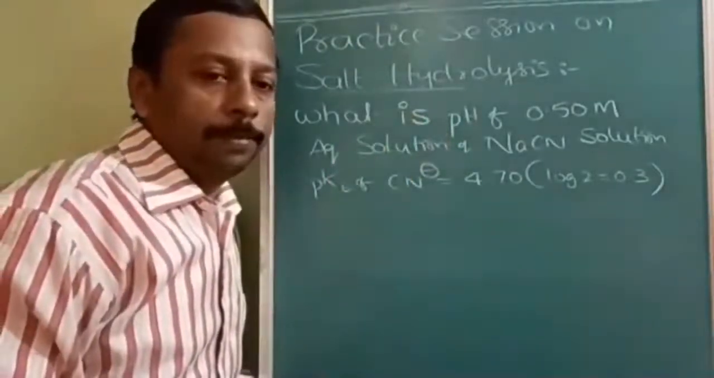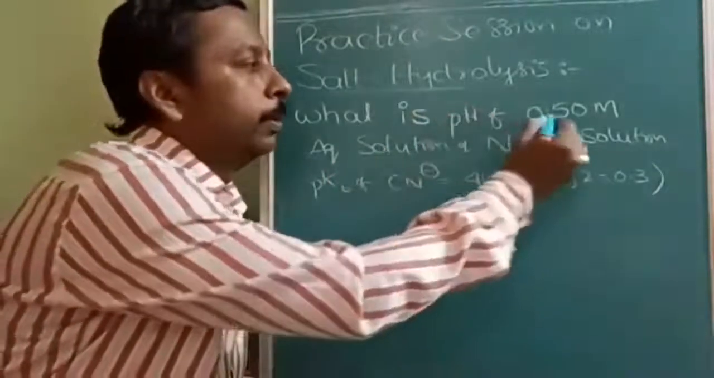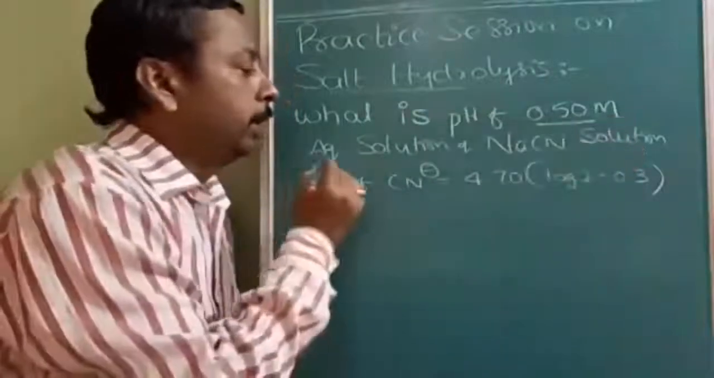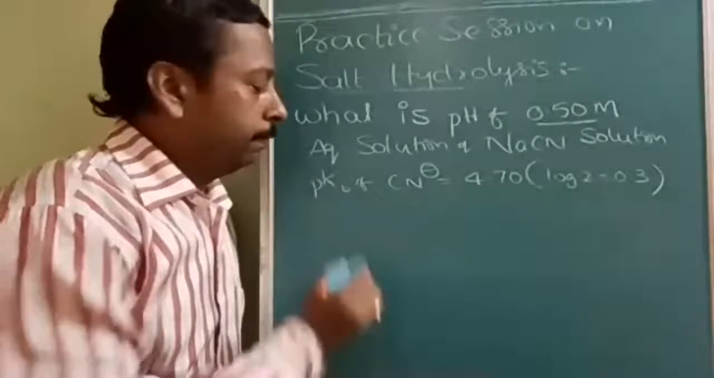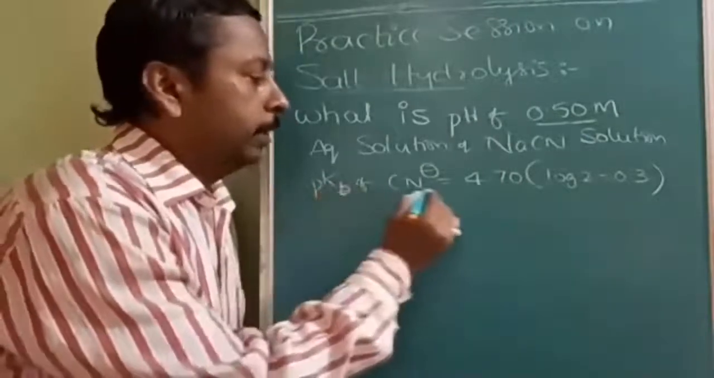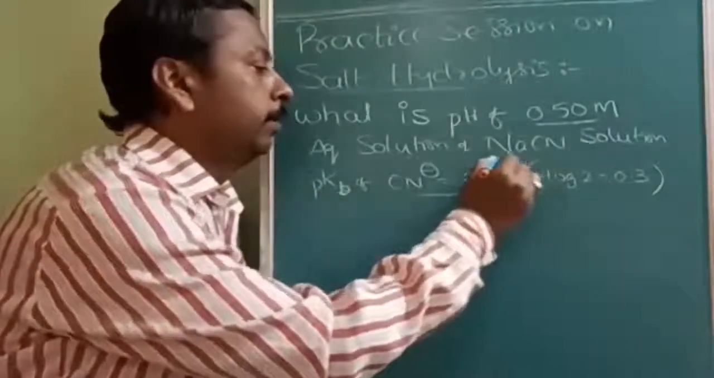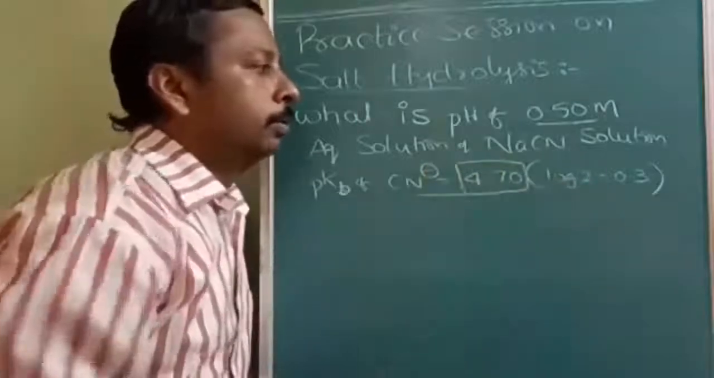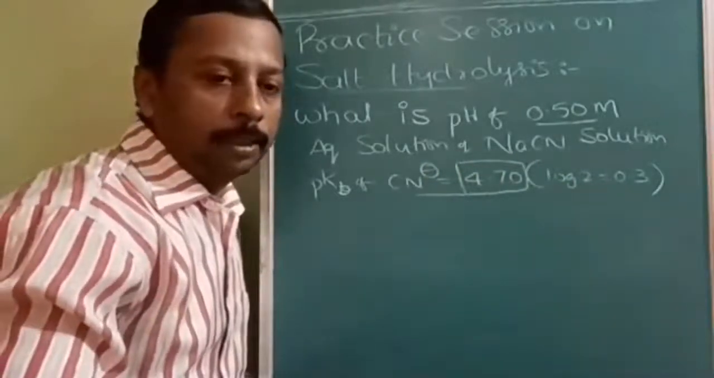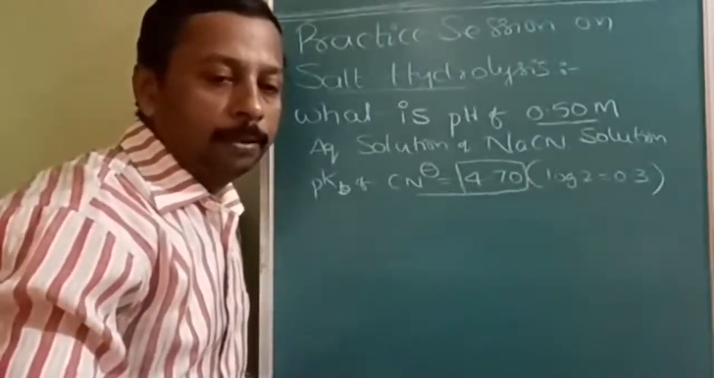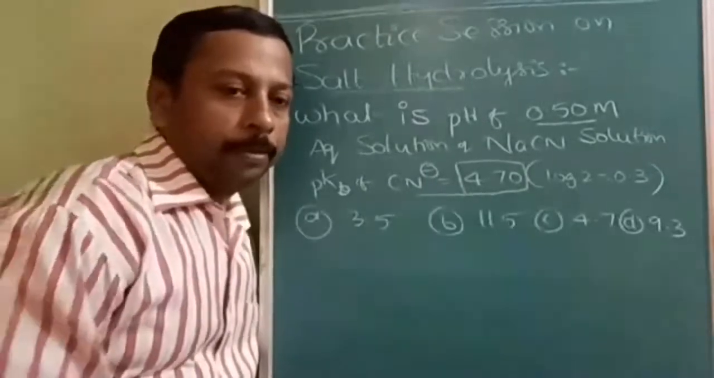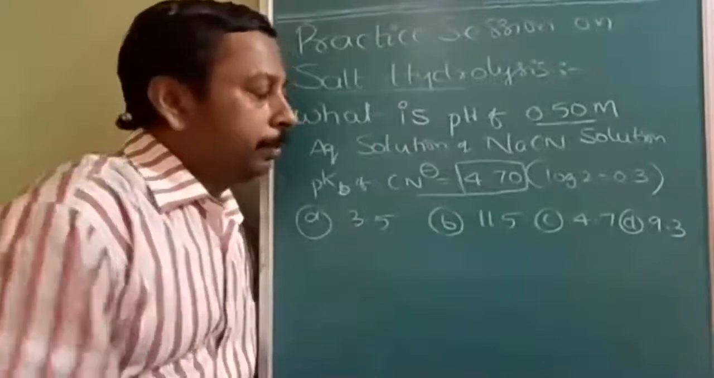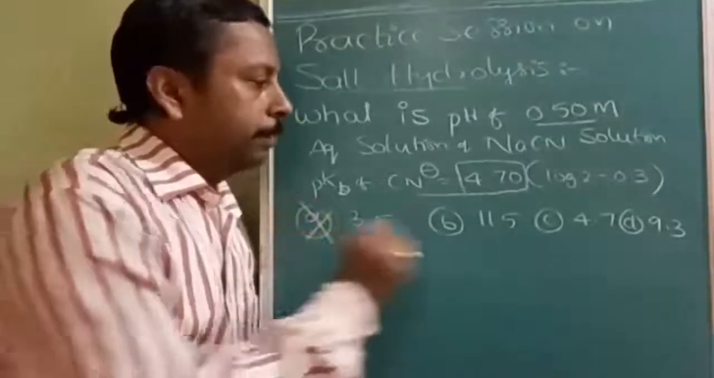So what is the pH of a 0.5 molarity aqueous solution of NaCN? Okay, and pKb, all values are very simply given. pKb given, log 2 also given. Okay, utilize them and find the answer. Let me know, I will tell you whether the correct answer or not. So simple, you can eliminate options. This cannot be, this cannot be.